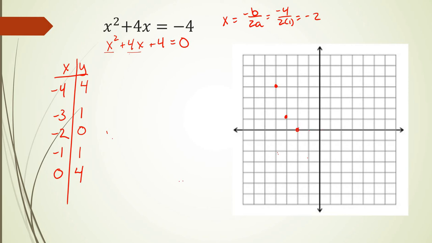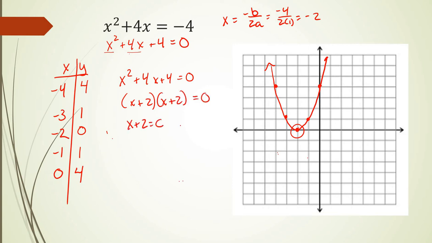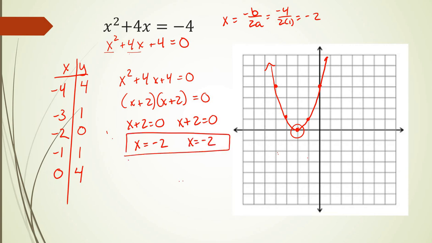-4, 4, -3, 1, -2, 0, -1, 1, and 0, 4. You can see I have only one x-intercept. However, if I solved this equation with factoring, my factors would be x plus 2, x plus 2. So notice that if I separate my factors to solve for 0, I do get two solutions. They just happen to be identical solutions, which means that the parabola only touches the x-axis in one place.